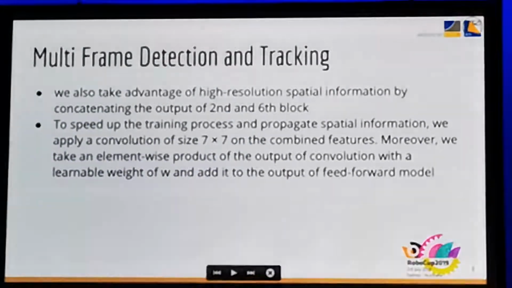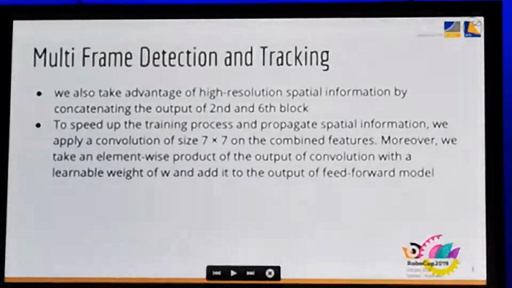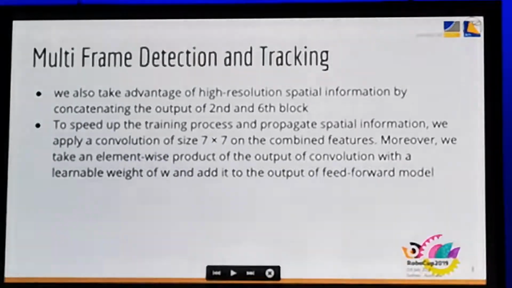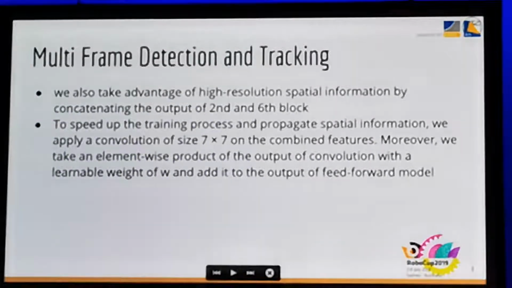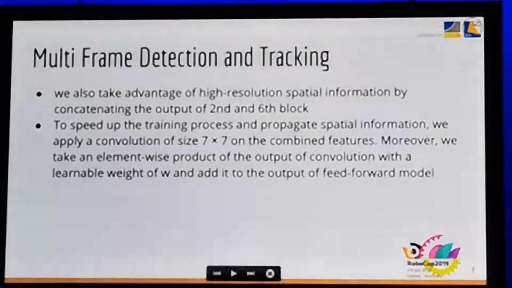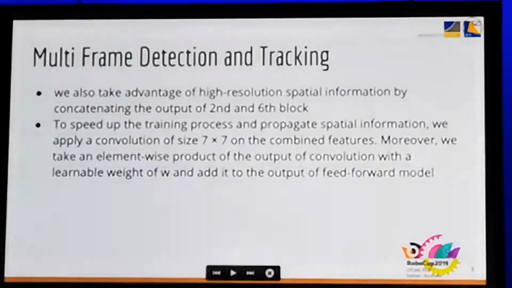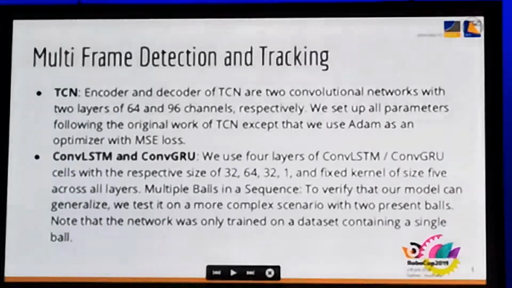We also take advantage of high resolution spatial information by concatenating the output of the second and sixth blocks, and we had a learnable W to combine this information. To speed up the training process and propagate spatial information, we apply a convolution of size 7 by 7 on the combined features. We also take the element-wise product of the output of the convolution with a learnable weight W.